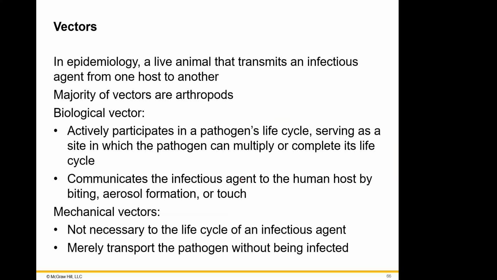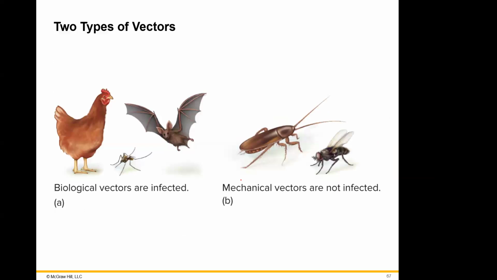A vector can be biological or mechanical in nature. A vector is something that is going to transmit an agent from one host to another. Biological vectors have to be infected with that thing, okay? The mosquito being infected with malaria. Chickens, I would think of, it could be salmonella, right? Or it could be the flu.